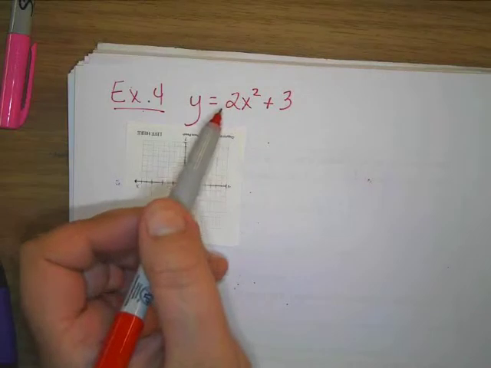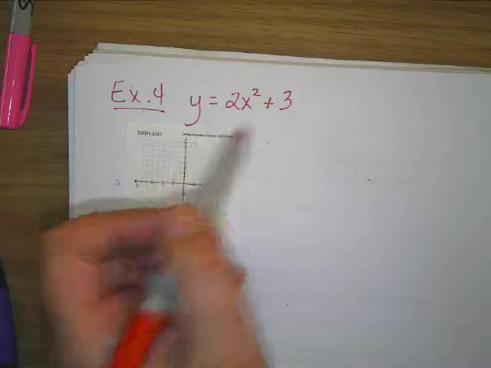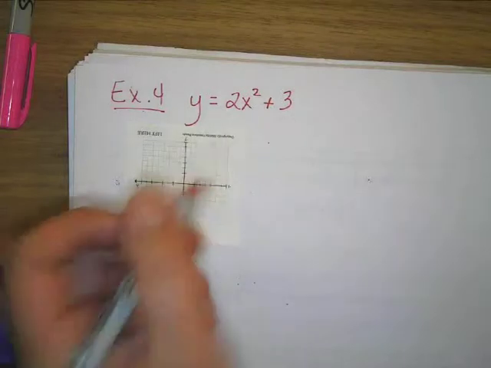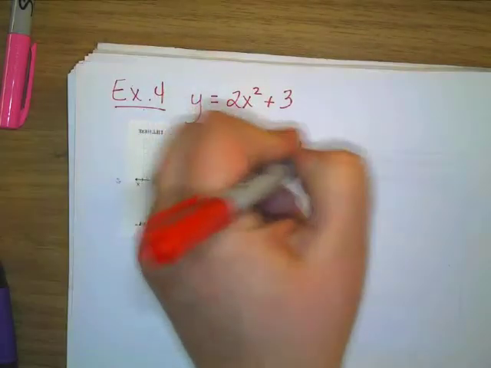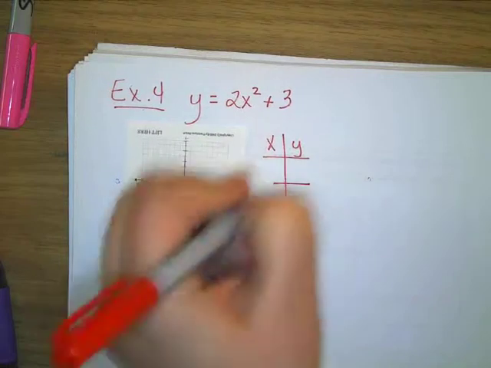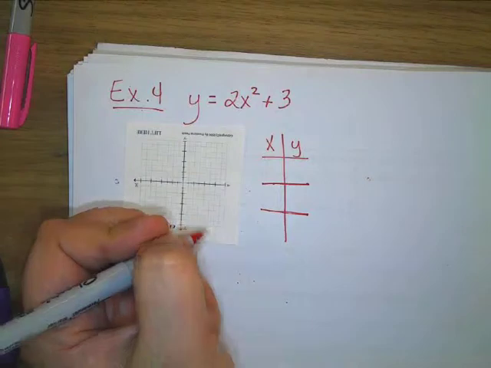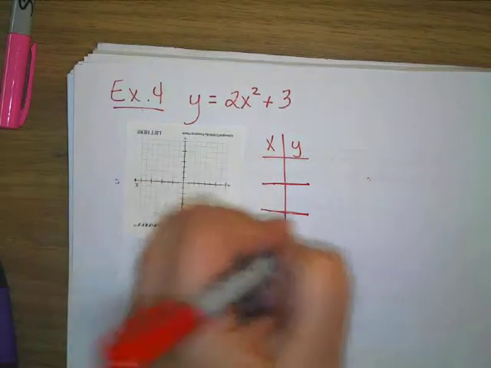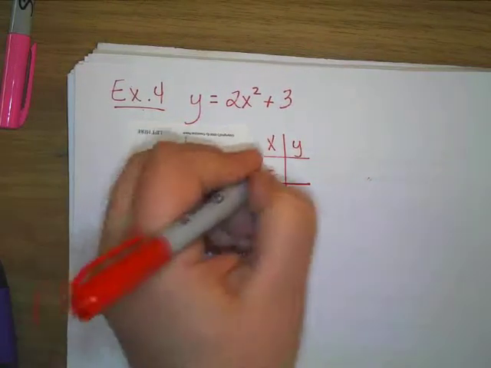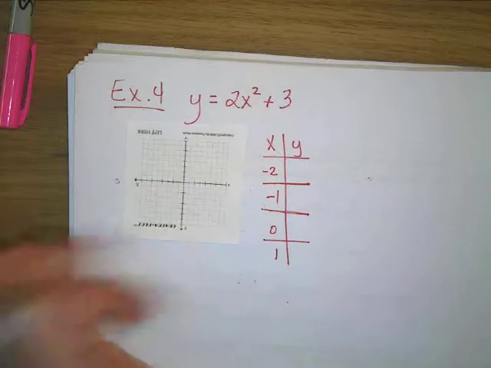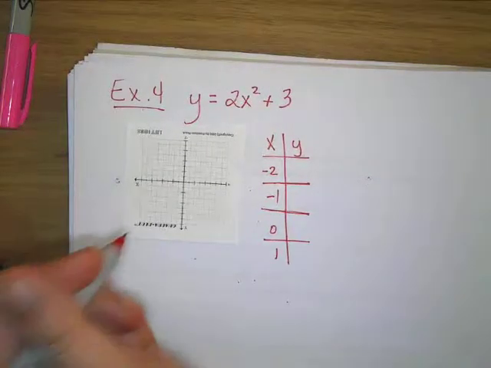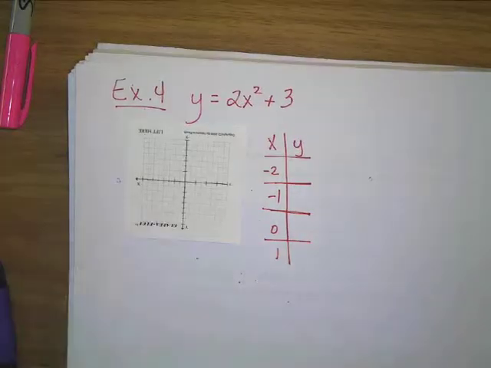So we already know some information about this. We got to figure out what this 3 is going to do. So we're going to make a table. Bring it over x-axis 3 times. I don't know. We're going to see. So let's go -2, -1, 0, and 1. So I'm going to show you also how to use the axis of symmetry to help you out.